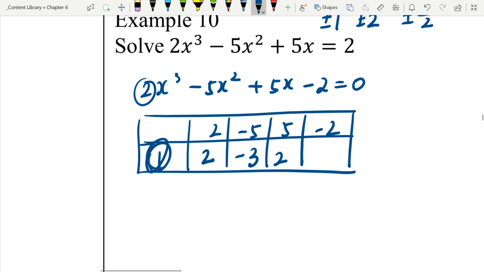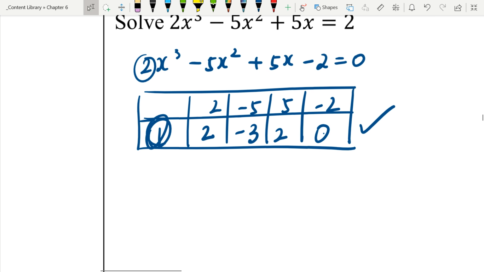Okay, 2 times 1 is 2. 2 plus minus 2 is 0. Yeah, so we get it right. We get a 0, so that's good. So the factor we have is x minus the value you try, so it's x minus 1. And then we have 2x squared minus 3x plus 2.